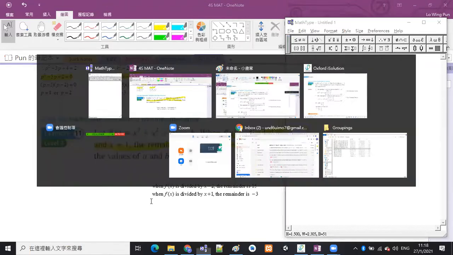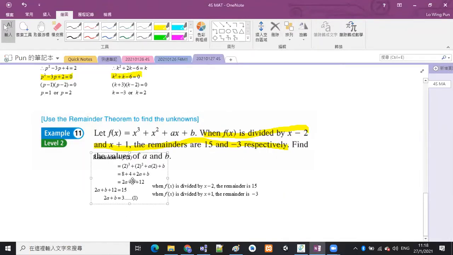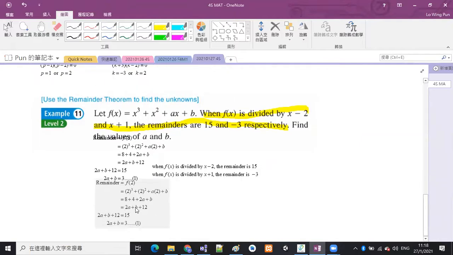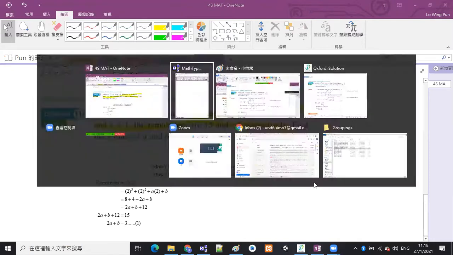And then how to get equation 2? We still have the second division. The second division is when f(x) is divided by x plus 1, the remainder is -3. Again for this division, we do not care about the quotient. We just have information about the remainder, so we are going to use the remainder theorem.